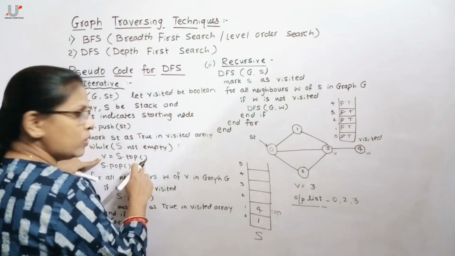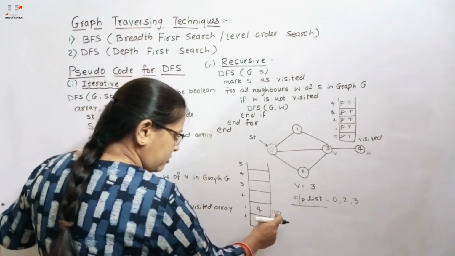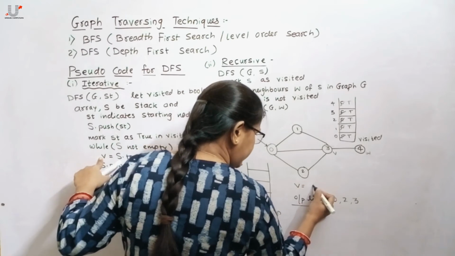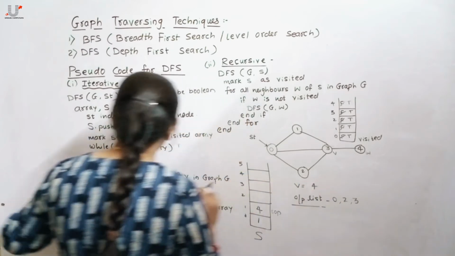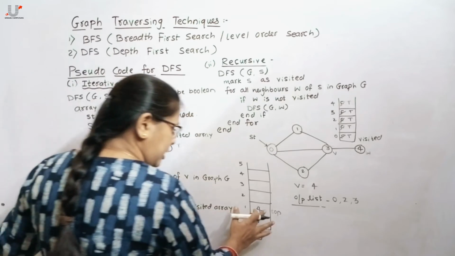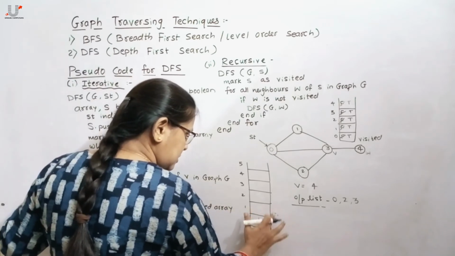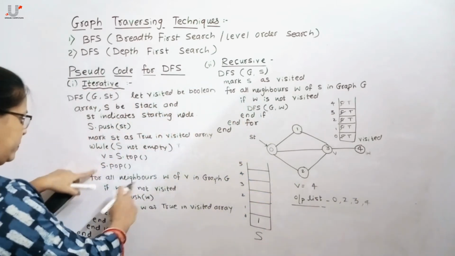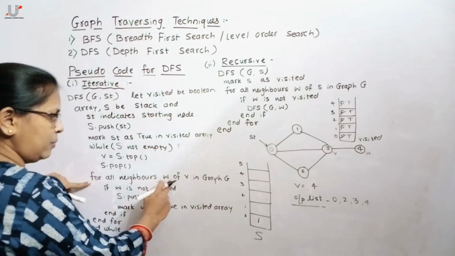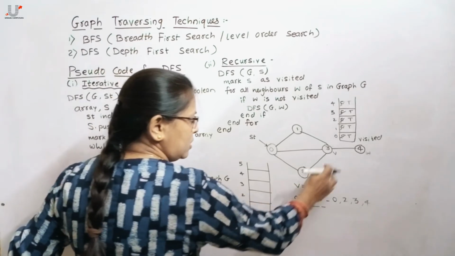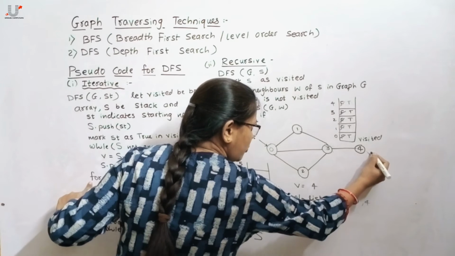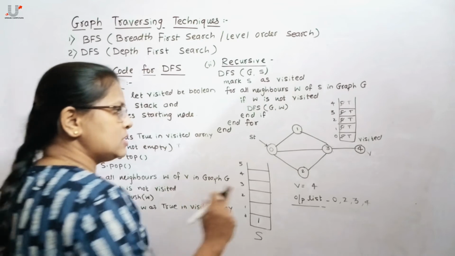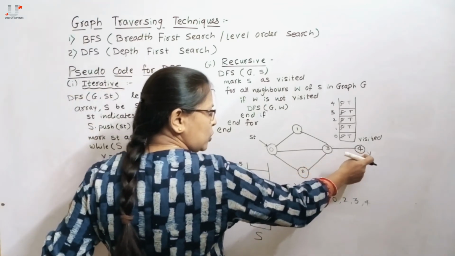Then V is equal to S of top. The value from the top of the stack is 4, and the same gets assigned to V. So V is equal to 4. Then S dot pop. Remove that element and add it to the output window. Then for all the neighbors W of V, V means 4. As V is pointing to 4, check whether any unprocessed neighbor for this 4 is there.